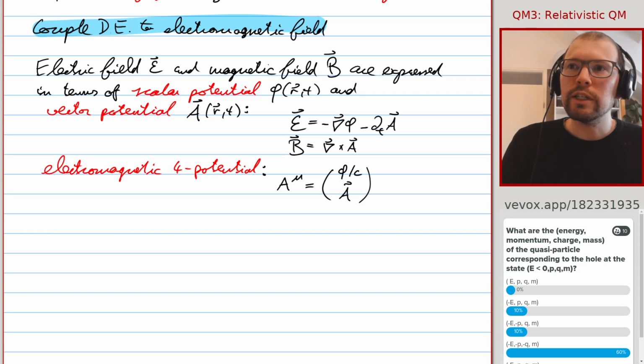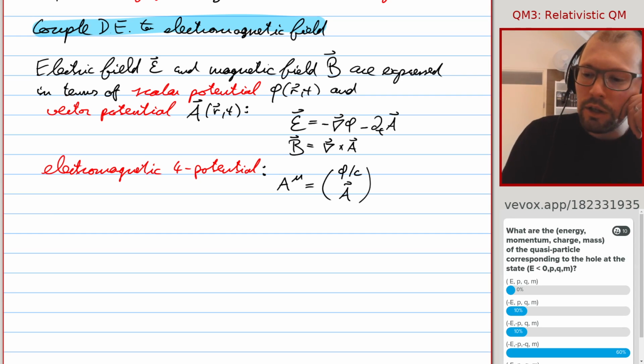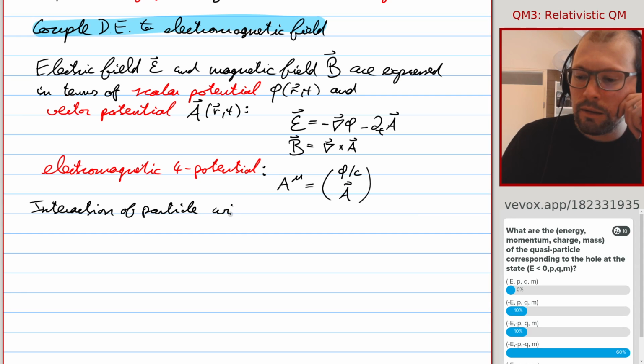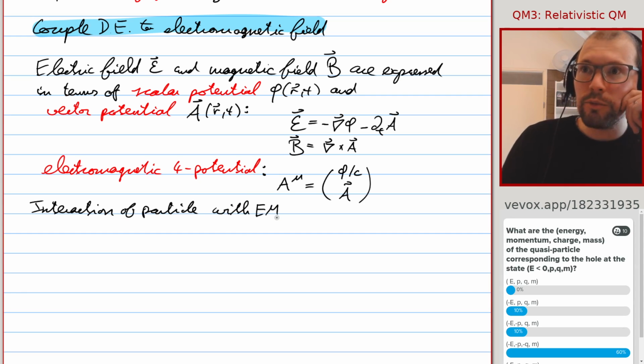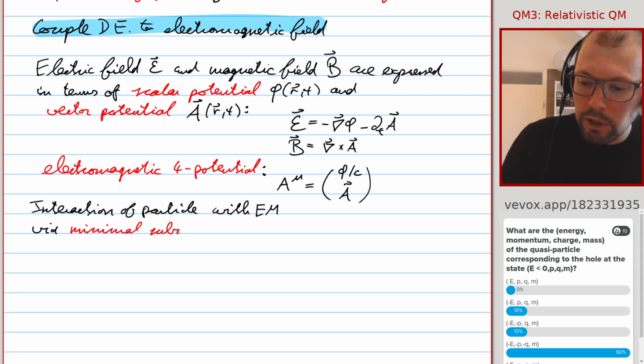Okay, so what is an easy way to incorporate the electric and magnetic forces that act on the particle that we're describing by the Dirac equation? Well, there is a nice trick for this, which essentially follows a minimal substitution. So the interaction of the particle with the electromagnetic field can be done via minimal substitution.